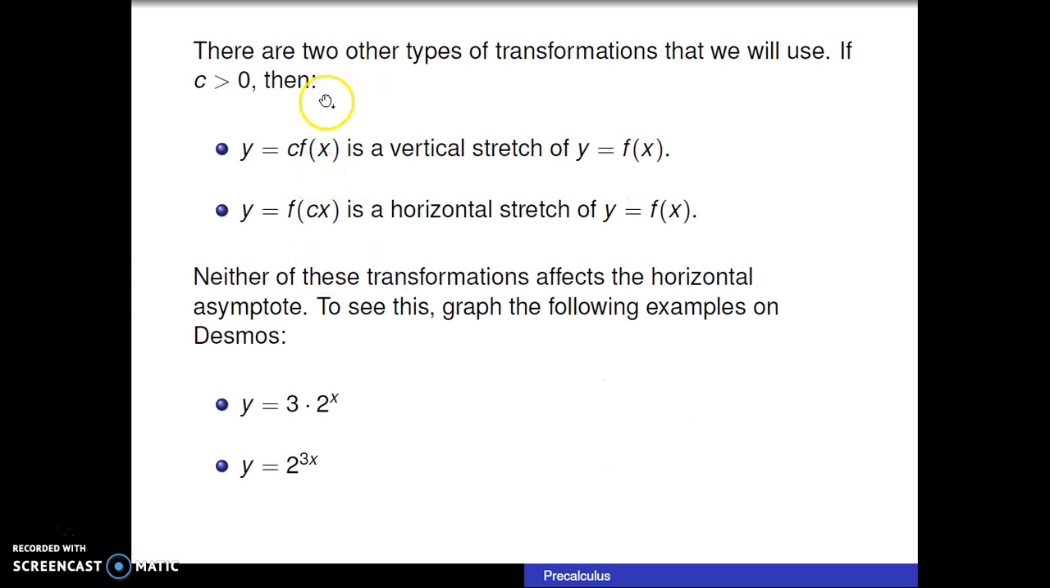Okay, now there's a couple other kinds of transformations. We can multiply by a number c outside of the function, or we can multiply by a number c inside of the function with the x. And those are stretches, either vertical or horizontal. And those kinds of stretches don't affect the asymptote, as you can check if you graph these 2 functions on Desmos. So here we're multiplying by 3 outside the function. Here we're multiplying by 3 inside the function with the x. So I'll give you a moment, pause this, and graph these on Desmos and see that the horizontal asymptote did not move.